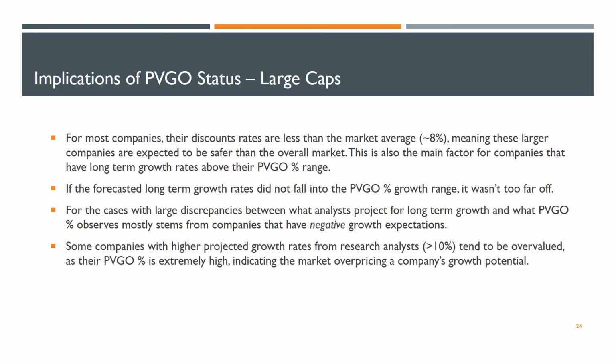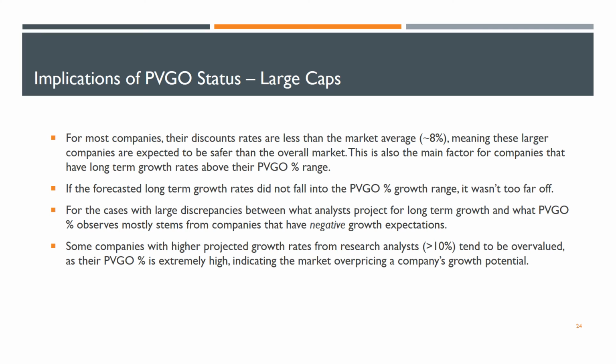So for most companies, their discount rates are less than the market average, meaning these larger companies are expected to be safer than the overall market. This is also the main factor for companies that have long-term growth rates above the PVGO range. If the forecasted long-term growth rates did not fall into the PVGO percentage growth range, it wasn't too far off. If you go back and look at that slide, whenever you saw a green to the right, and if you compared it to the two rates that are projected, it wasn't that much higher. They were usually just slightly above.